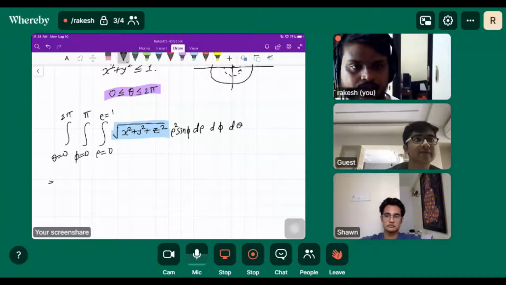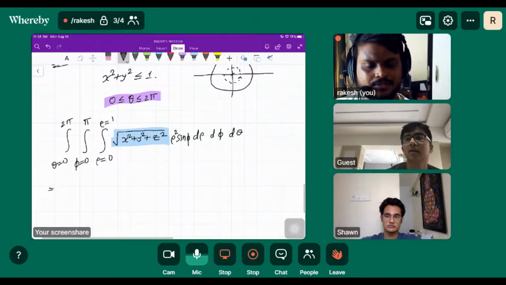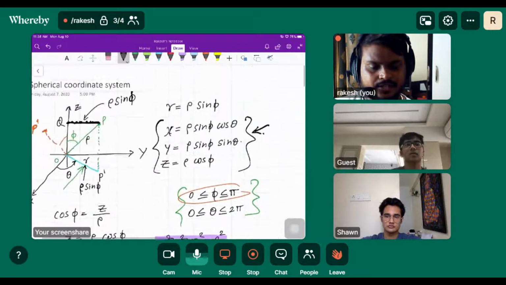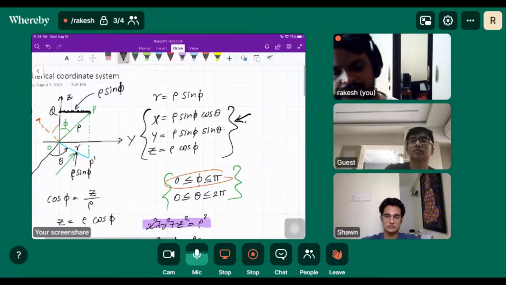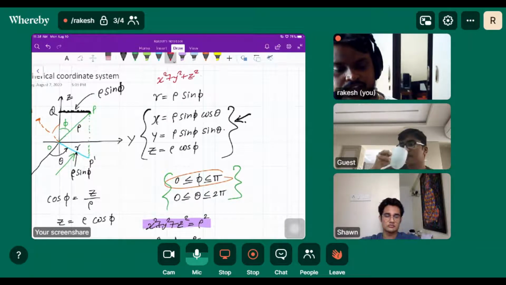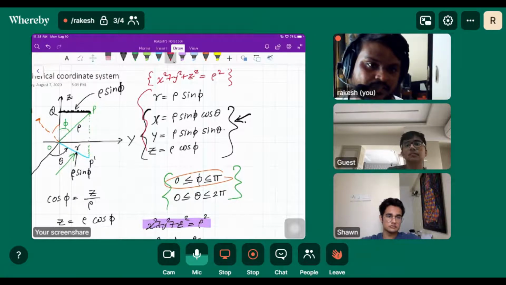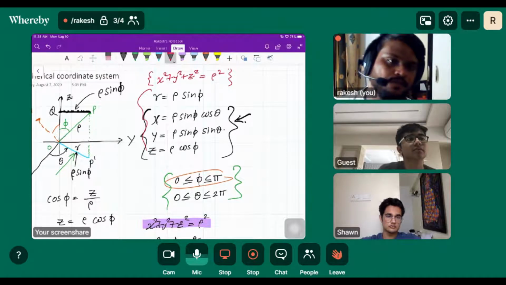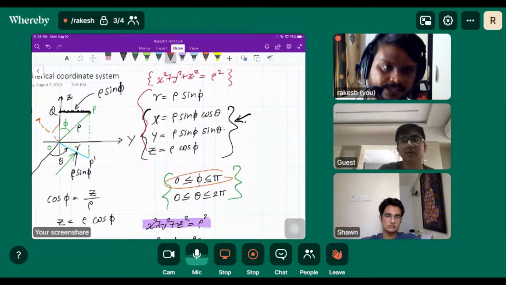You don't need to do that, no need to write sine square phi cos square phi. See, the equation of the sphere is x square plus y square plus z square equal to rho square. Based on this idea only, I have written all these coordinates x, y, and z. So if you do that, you will definitely get rho square directly.